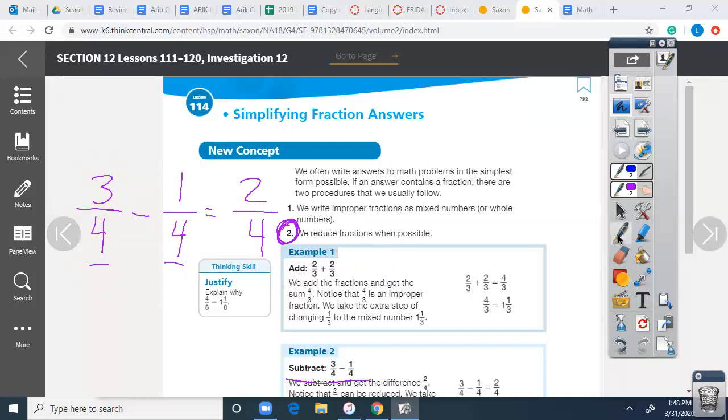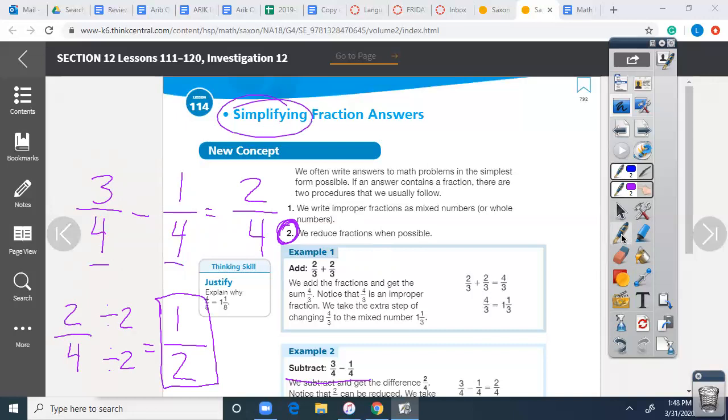So what can we divide 2 and 4 by? You can divide 2 and 4 both by 2. So I'm going to write that down here. 2/4 divided by 2, divided by 2. What I do to the top, I have to do to the bottom. 2 divided by 2 is 1, and 4 divided by 2 is 2. So our answer in simplest form, we're simplifying here, is 1/2.